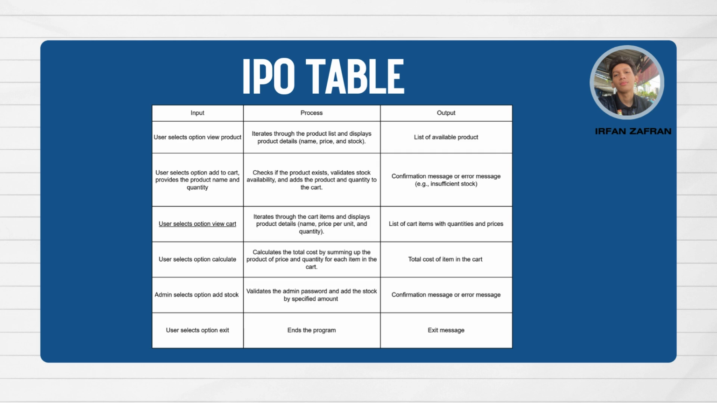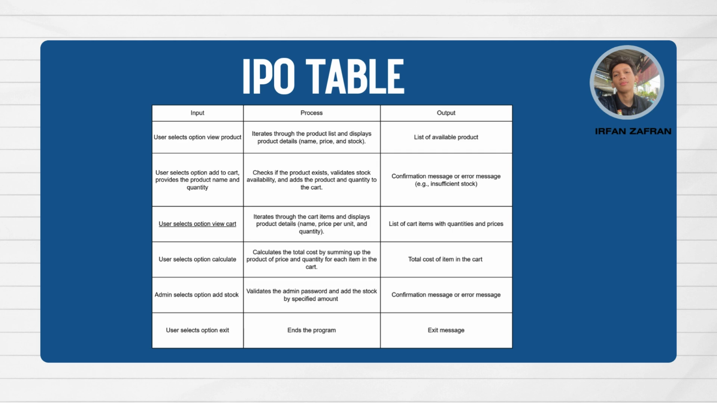and the stock. Second, check if the product exists, validate stock availability, and add the product and quantity to the cart. Third, it will go through the cart items and display the product details: name, price per unit, and the quantity. Next, it will calculate the total cost by summing up the product of price and quantity for each item in the cart. Next, it will validate the admin password and add the stock by the specified amount. And it will end the program.